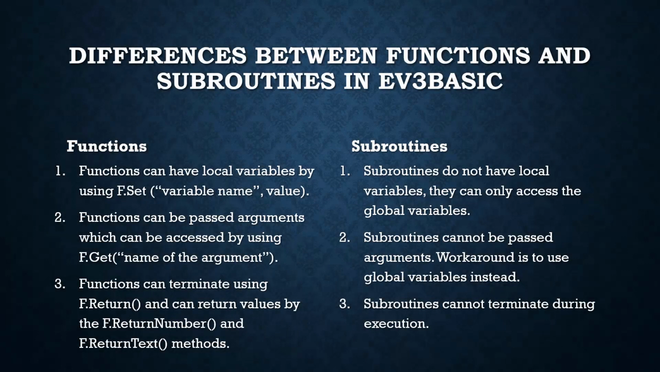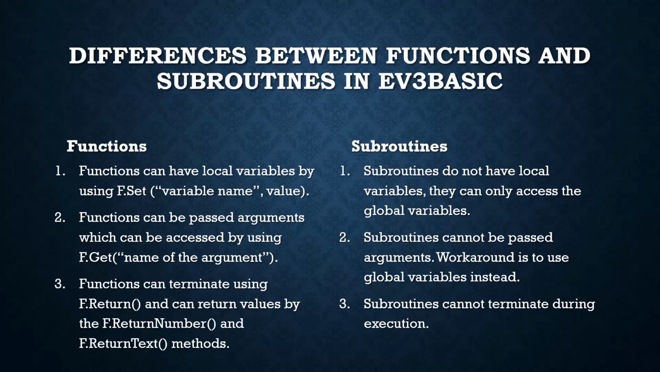Now, some differences between functions and subroutines. Functions can have local variables, whereas subroutines do not have any local variables, but they can access the global variables. Functions can pass arguments which can be accessed by using the f.get method. Subroutines cannot be passed arguments.